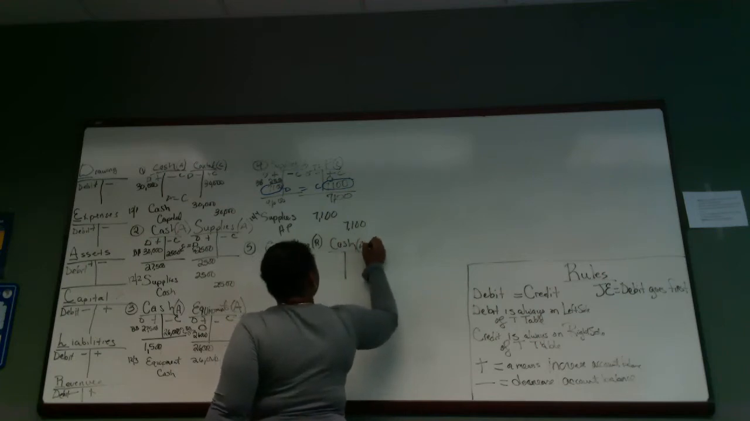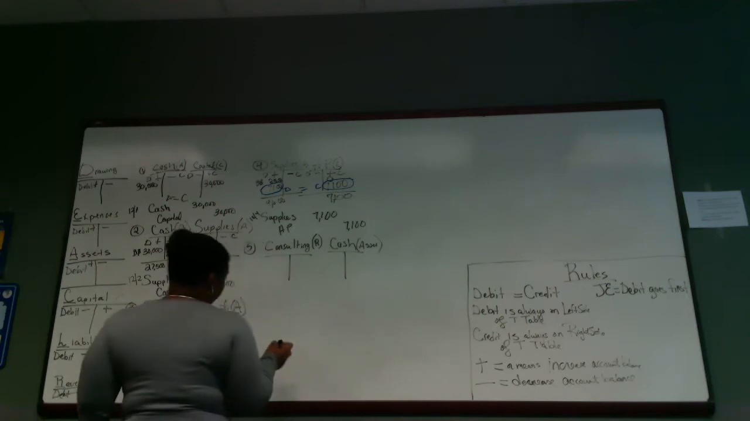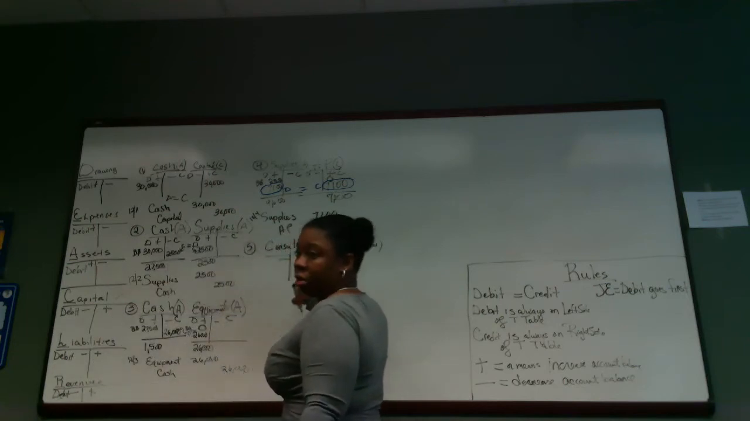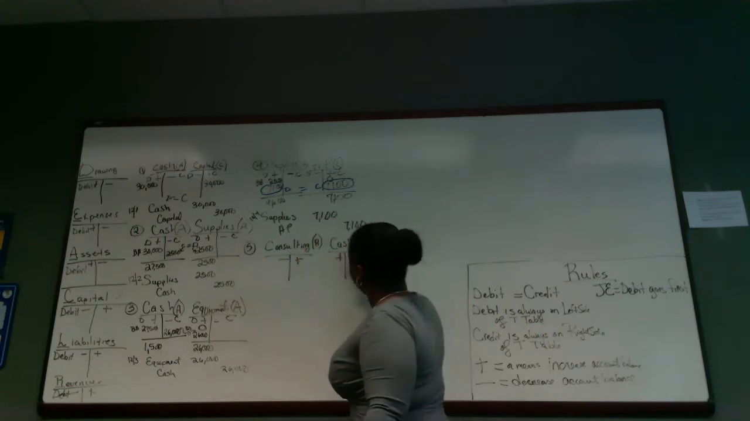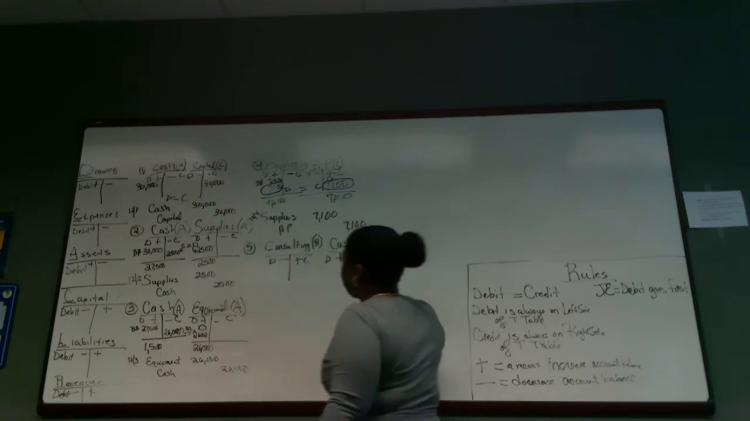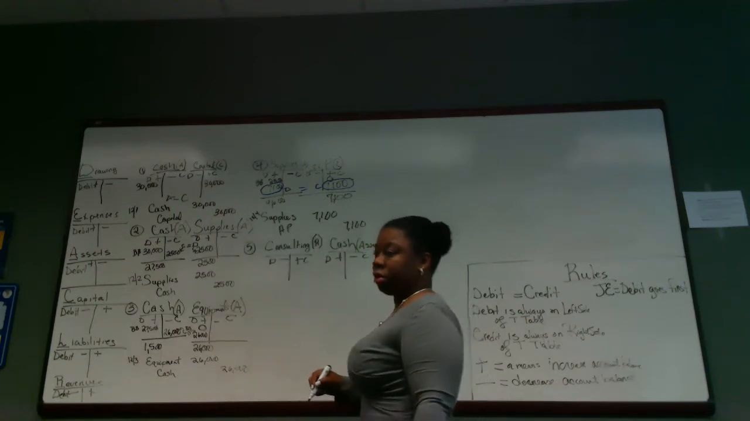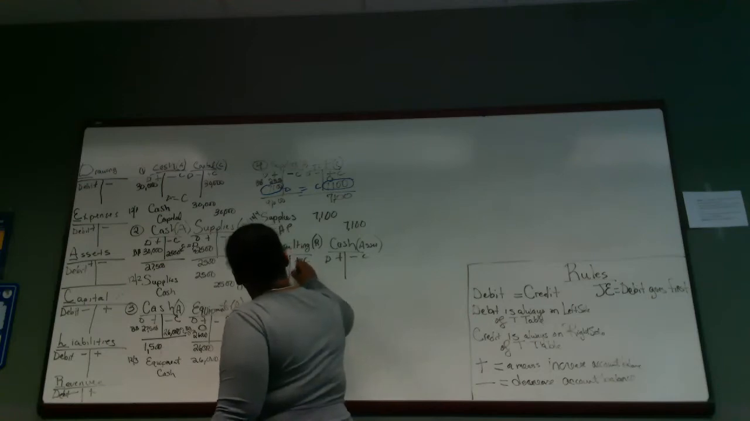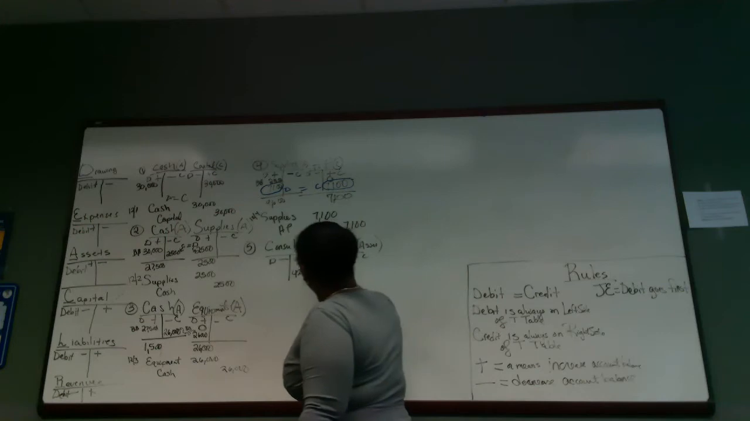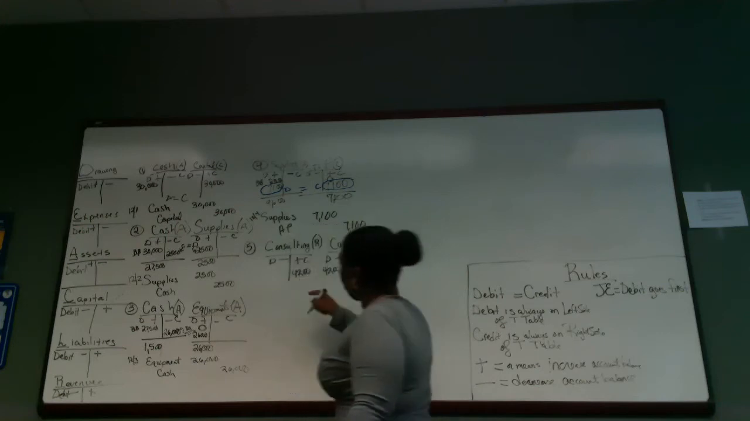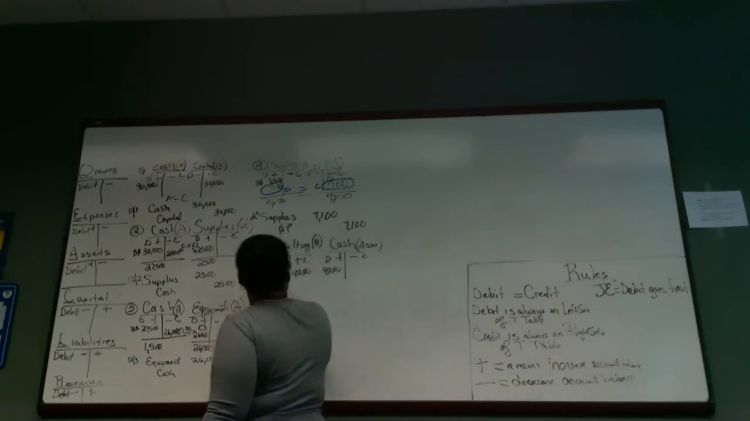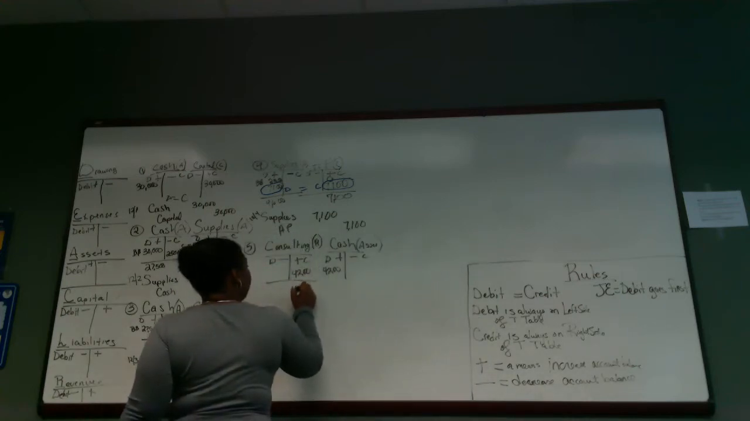It's an asset. All right, so consulting, since it's a revenue, is a minus plus. Cash is an asset, so it's a plus minus. Our debits and credits are still in the same place. Consulting went up or down by $4,200. Cash went up or down by $4,200. Is our credit and debit equal? Yes. So our balance in consulting is $4,200.